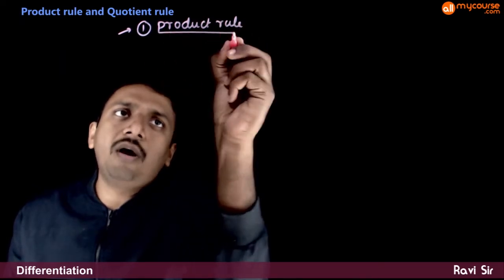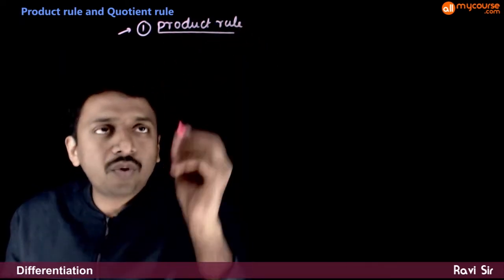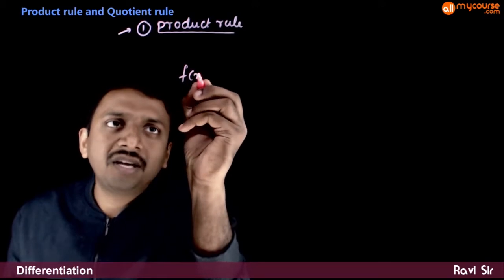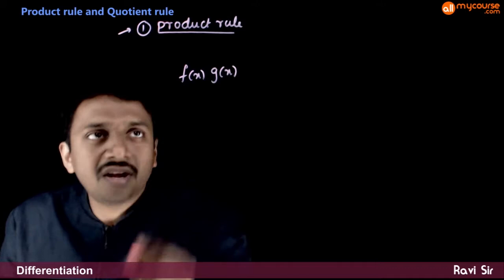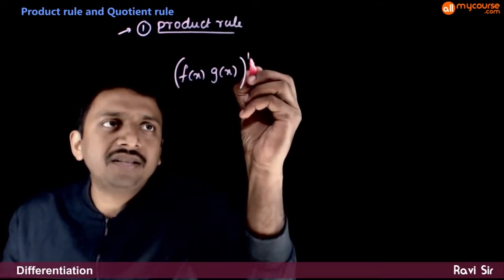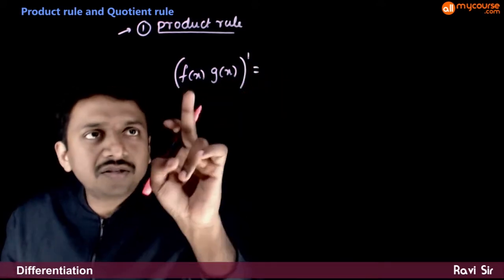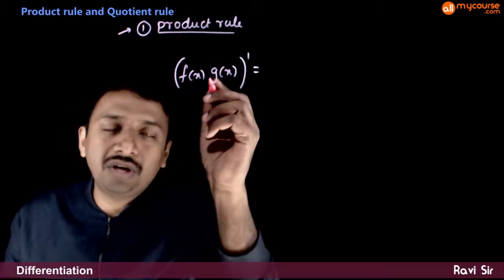The product rule of differentiation. So what this says is, if you have a product of two functions f of x and g of x, and you have to differentiate this product. So you have to differentiate f of x into g of x.